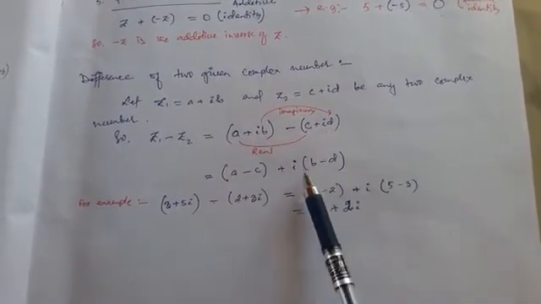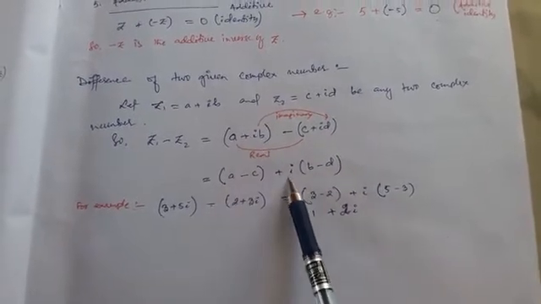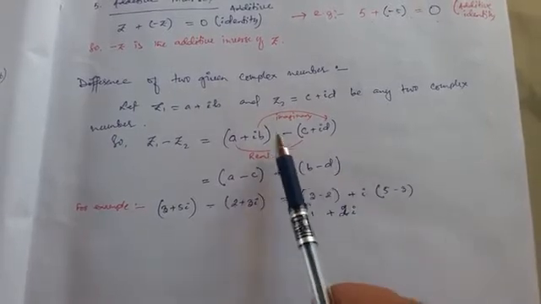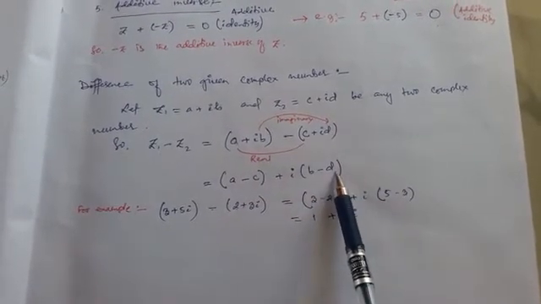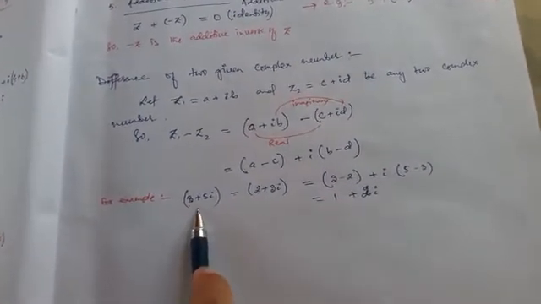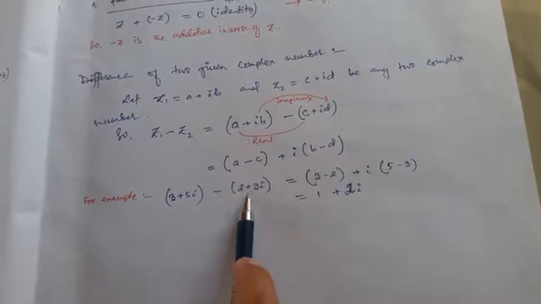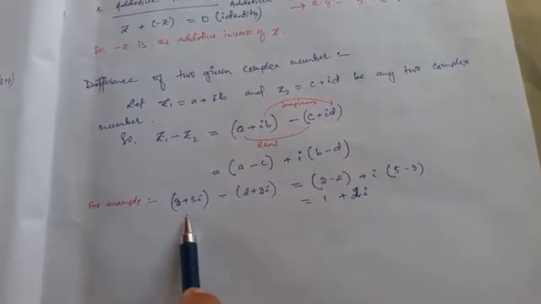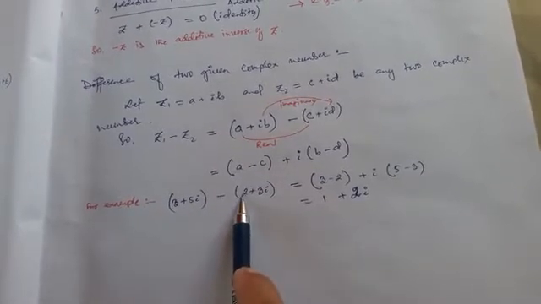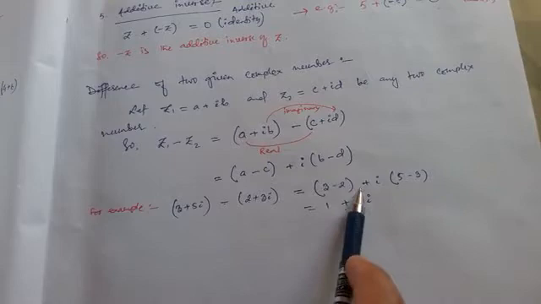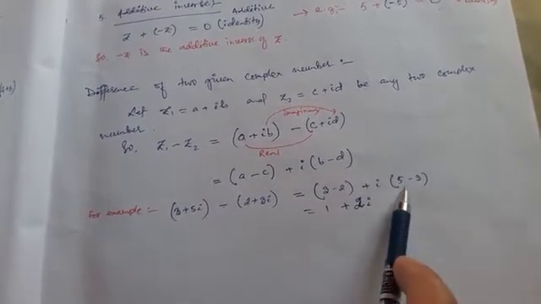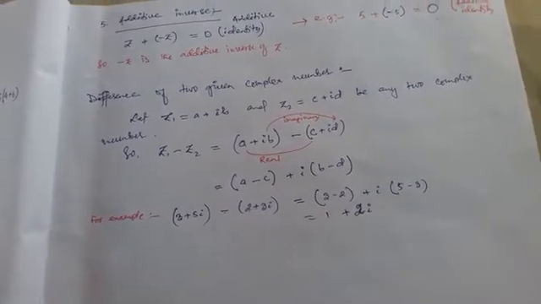What is common? i is common, the plus sign is starting here, so i is common. Real part b minus d, imaginary part. See, in this example I'll show you (3 + 5i) minus (2 + 3i). How to do subtraction? We have to subtract the real numbers, 3 minus 2, plus i times the imaginary part, 5 minus 2. We get 1 plus 2i.